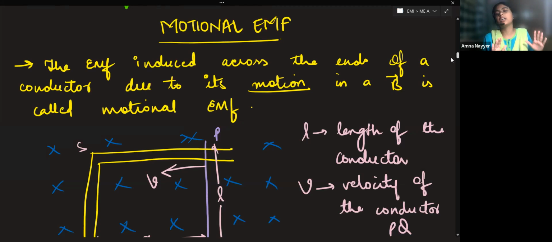If EMF occurs in a conductor that is in motion or moving, that EMF we call motional EMF. The way induced EMF was also the same EMF, it was just because it was produced because of change of magnetic flux that we named it induced EMF. Here also the EMF is produced because of the motion of the conductor, so we say it's motional EMF. Nothing changed.